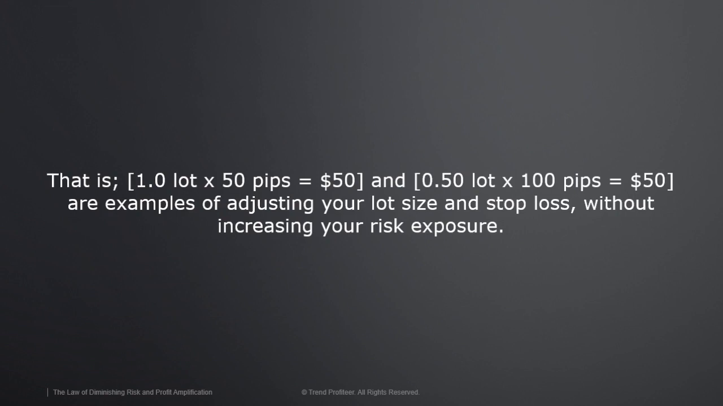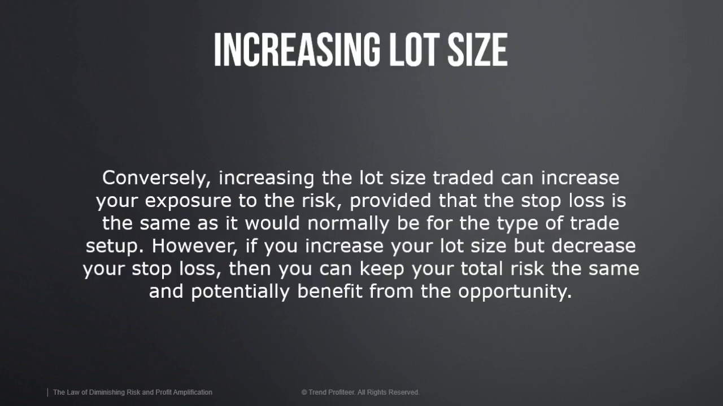A dollar a pip on a one lot, and half a lot multiplied by 100 pips equals the same $50. There are examples of adjusting your lot size and stop loss without increasing your risk exposure. Conversely, increasing the lot size traded can increase your exposure to the risk, provided that the stop loss is the same as it would normally be for the type of trade setup.